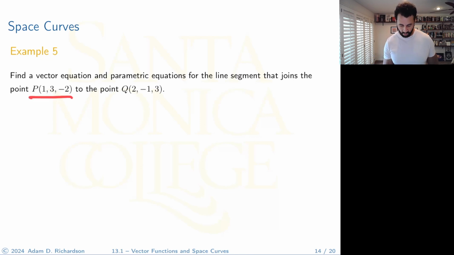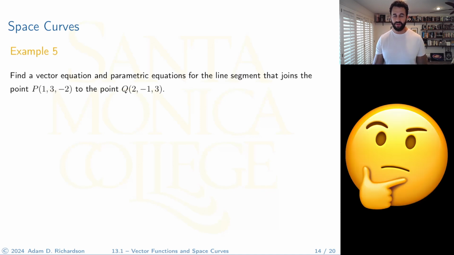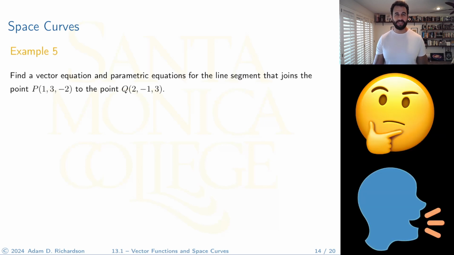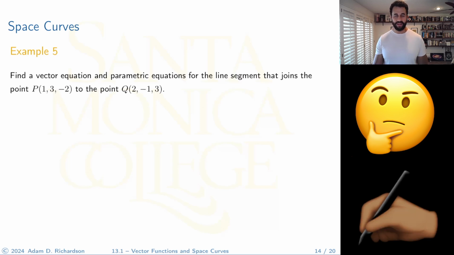All right, so now find a vector equation and parametric equations for the line segment that joins the points (1, 3, -2) and (2, -1, 3). So this is a little bit of a refresher from 12.5. Find the parametric equation of a line segment. So see if you can remember what that formula is. It was one of the important examples. Now try to say it out loud. See if you can speak out loud what that formula was for a line segment. Now try to write it down yourself, and we'll do it together in just a moment.